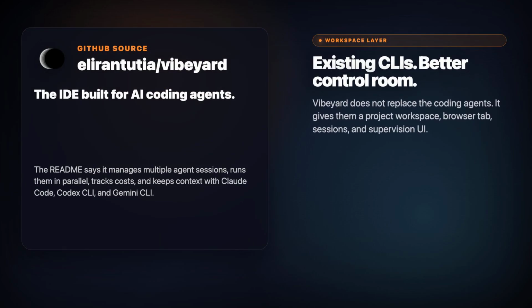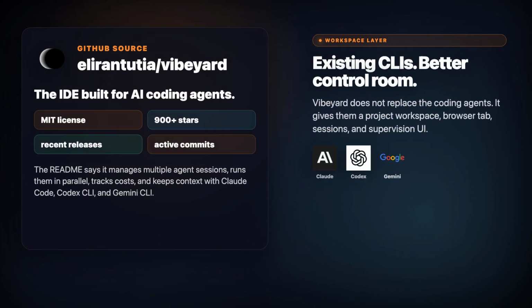The repo behind the post is Elarantisha/Vibeyard. The README calls it the IDE built for AI coding agents. It is open source under MIT, and the GitHub page I captured showed more than 900 stars, 100 plus forks, recent releases, and active commits.